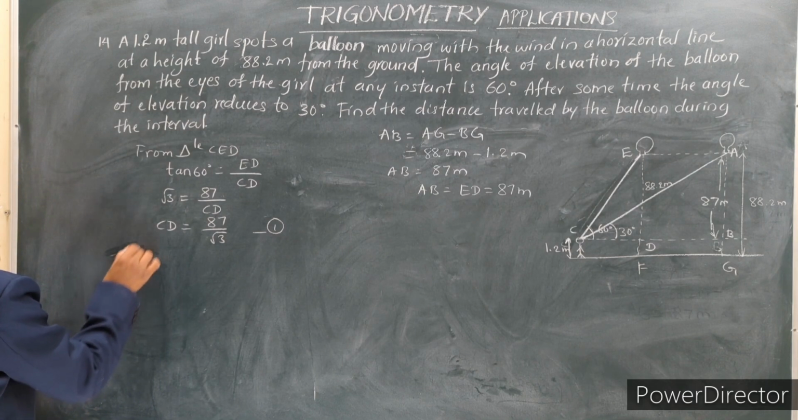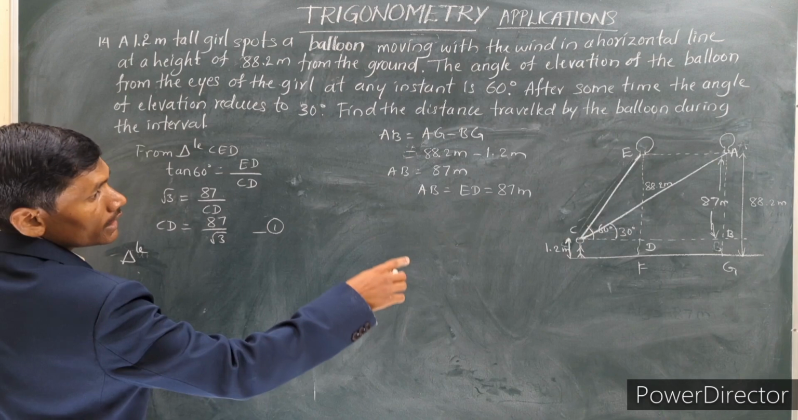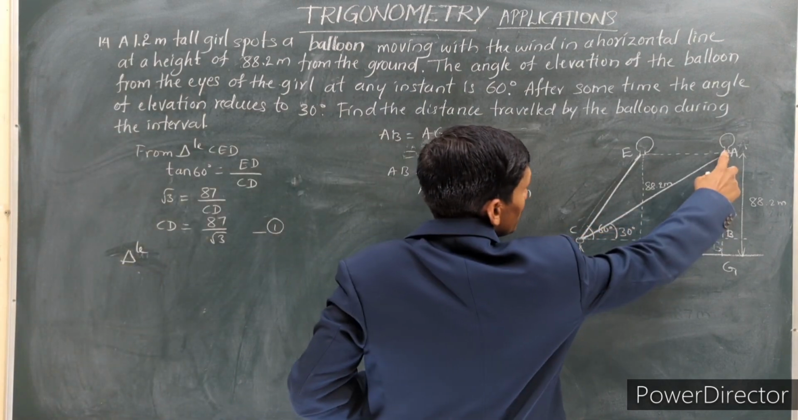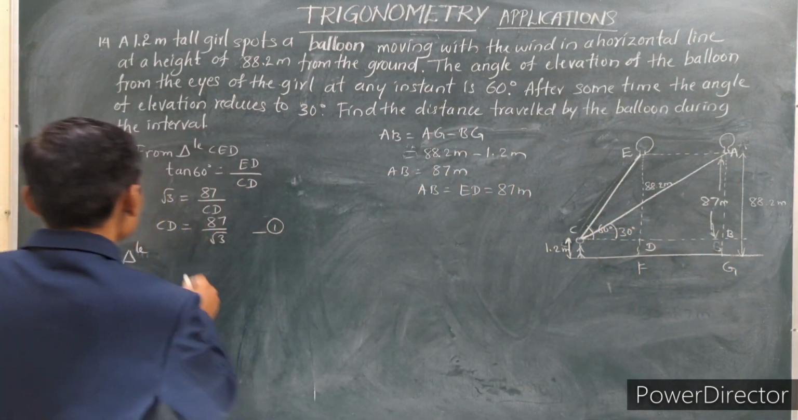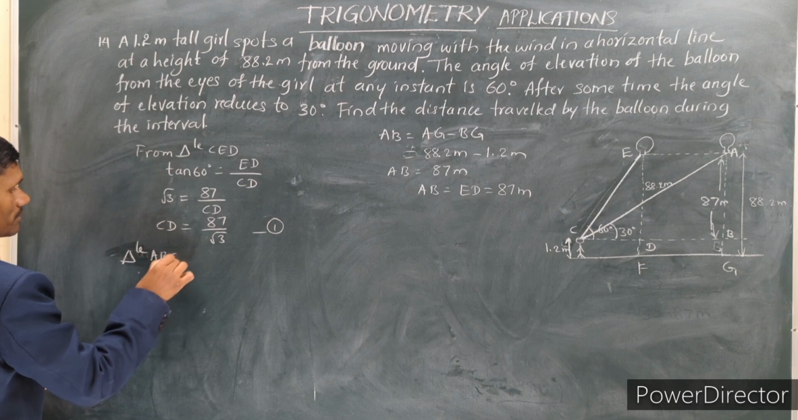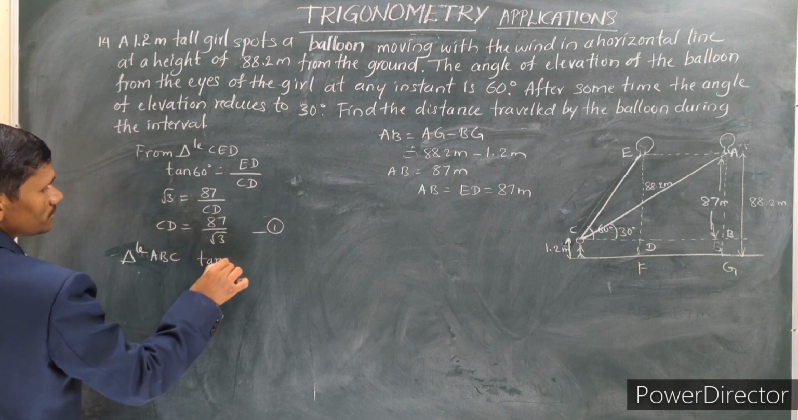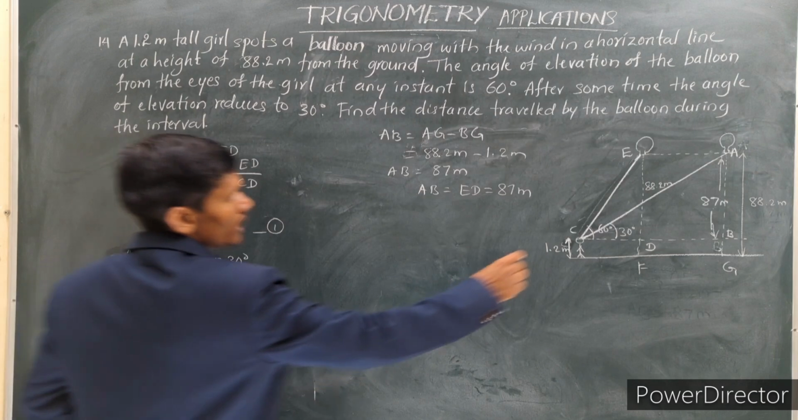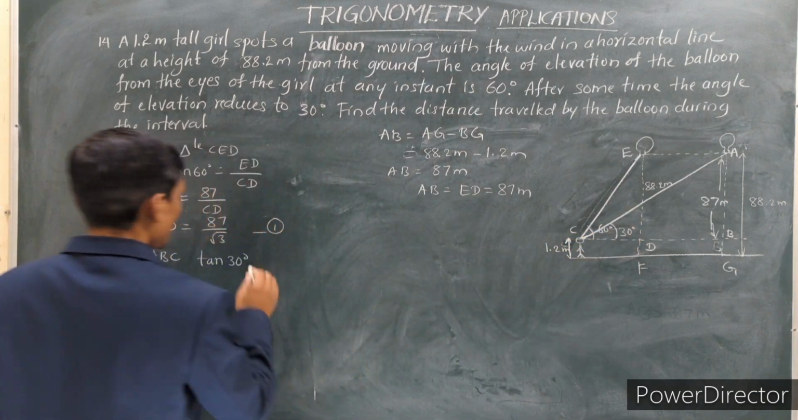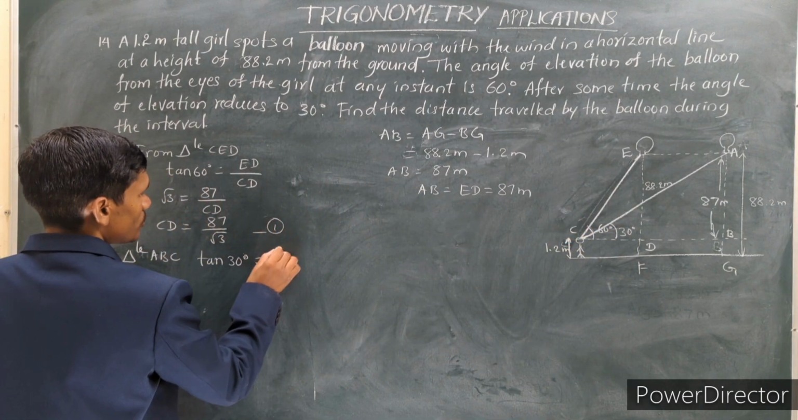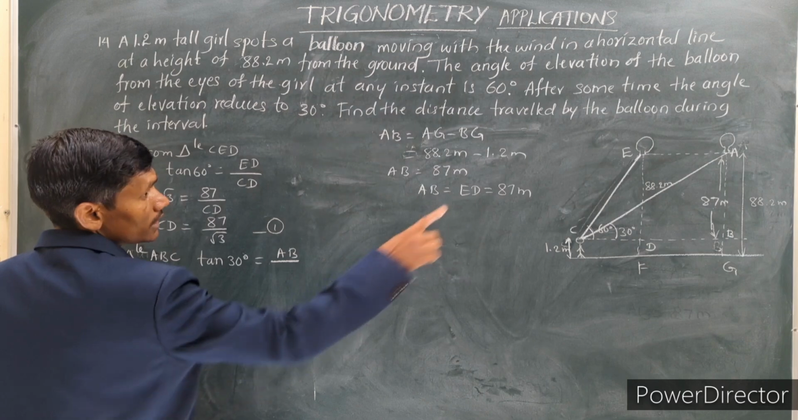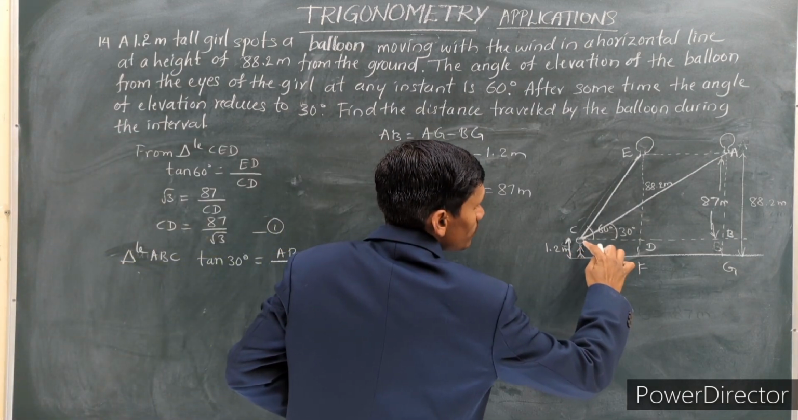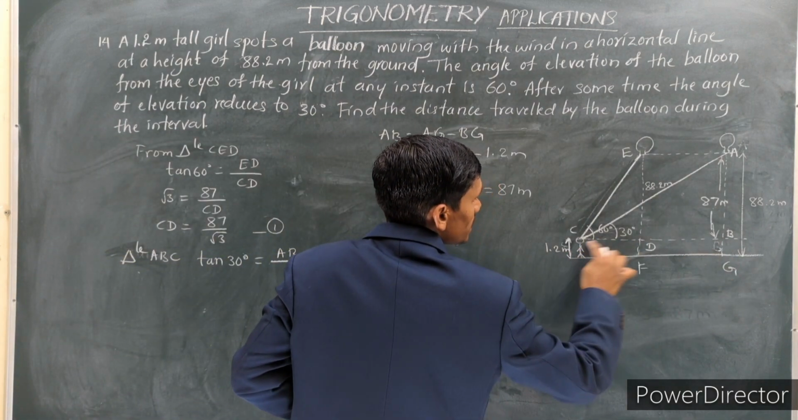Now let us take one more triangle, triangle ABC, with 30 degree. Take tan 30, because they have given that the angle is reduced to 30 degree. Tan 30 is equal to opposite, which is AB, upon adjacent. The adjacent is from here to here, you need to take, right?